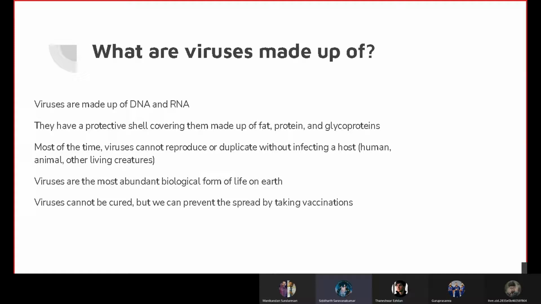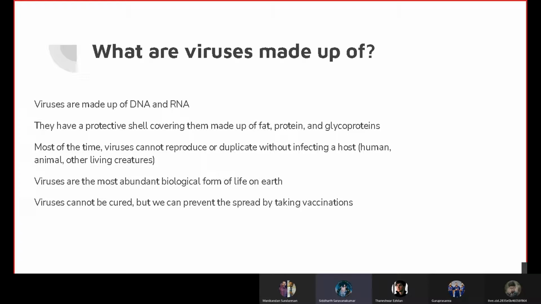These 3 terms, me and Tanishwar have made a presentation on them in the past classes. Most of the time, viruses cannot reproduce or duplicate without infecting a host. A host is a human, animal, or other living creature. Just like COVID-19, it can't multiply without infecting a person or an animal. Viruses are the most abundant biological form of life on Earth. This means that they're the most commonly found things on Earth.